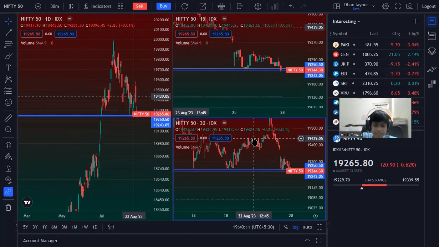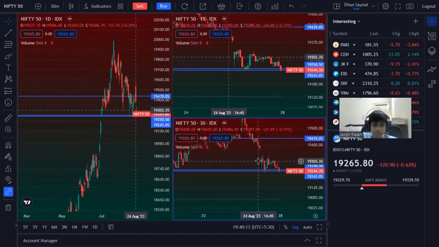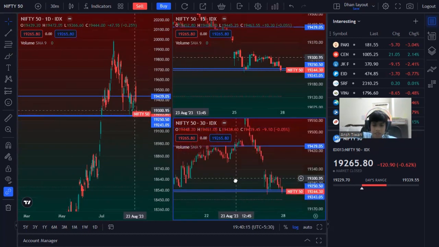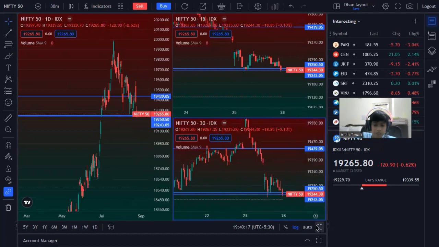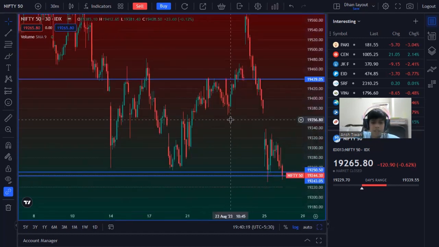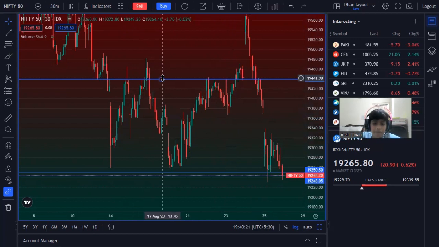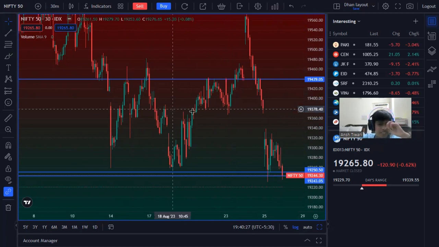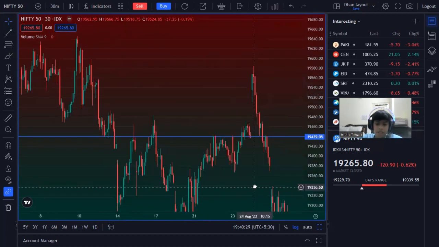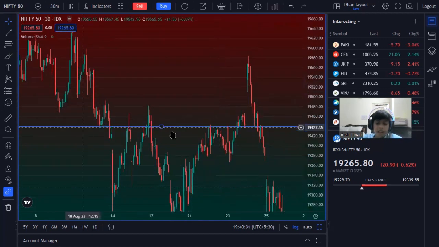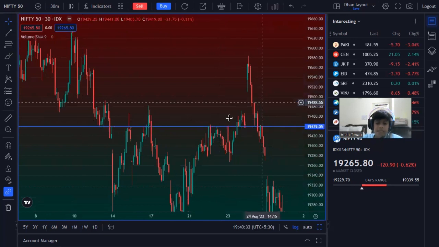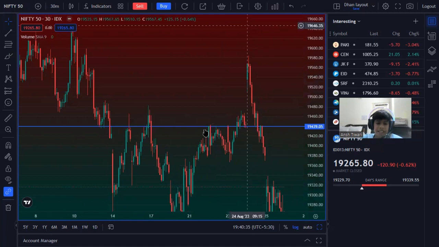So you can take this line as a good example. For now, let me maximize this one. All right. Here I have marked the line for this support. Below it will be the initiative sellers and responsive buyers. Why? Because above it, as I will give you an example, will be responsive sellers and initiative buyers.